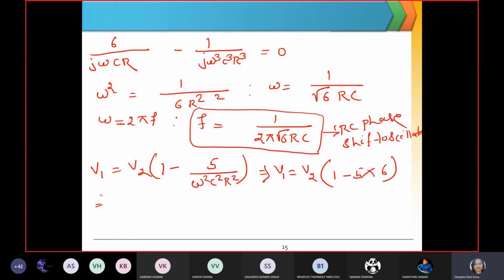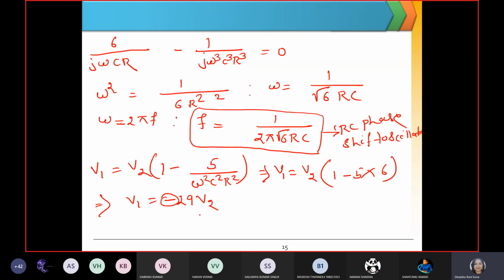So here you can see that we need the equation V2 by V1, right? So V1 can be written as minus 29 of V2. This negative sign represents the inversion in the phase shift. Okay. So this RC network also provides a phase shift of 180 degrees, right? This is the indication of that.